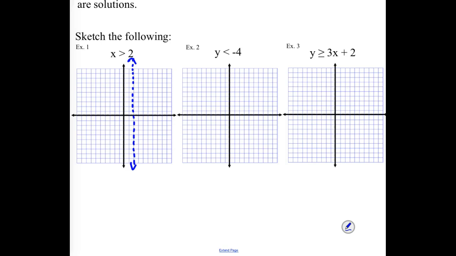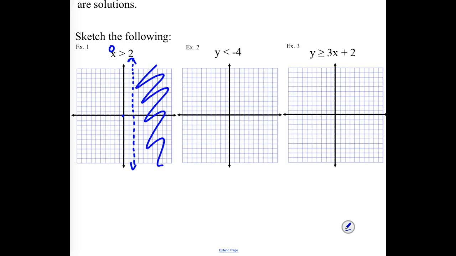Now when we have just a single variable like this, we can still do the testing a point idea, but it should be fairly obvious which side we want to shade. Let's say we are testing a point. We put 0 in for x. I'm checking that point right there. Does it make a true statement? Is 0 bigger than 2? No. So I don't want that point. That means the points to the left of my dotted line aren't working. I'm going to shade this side.